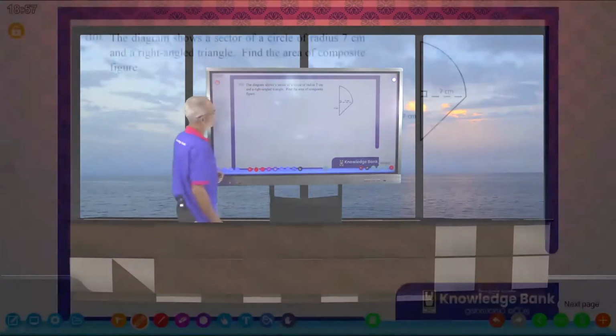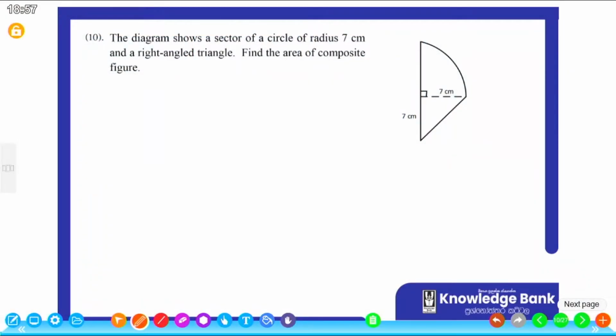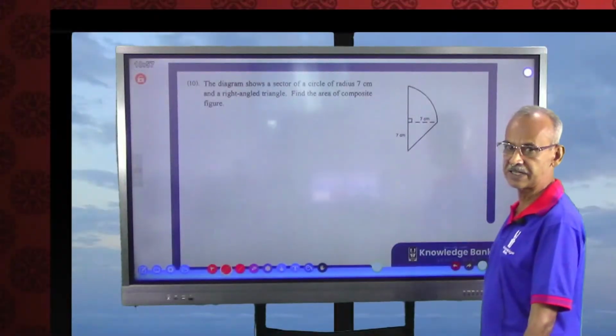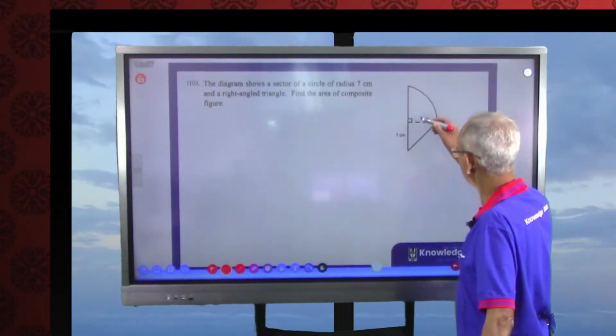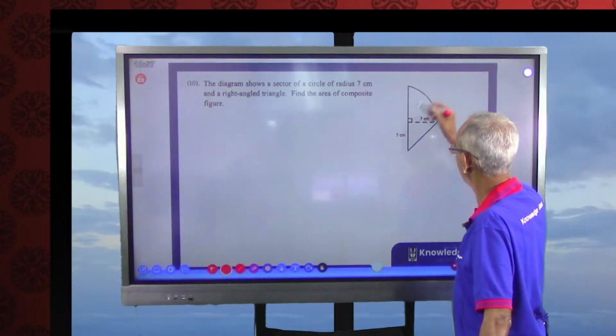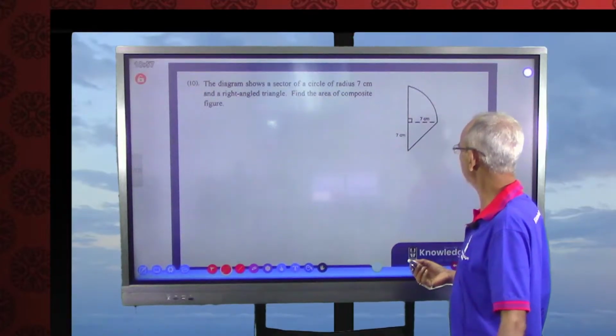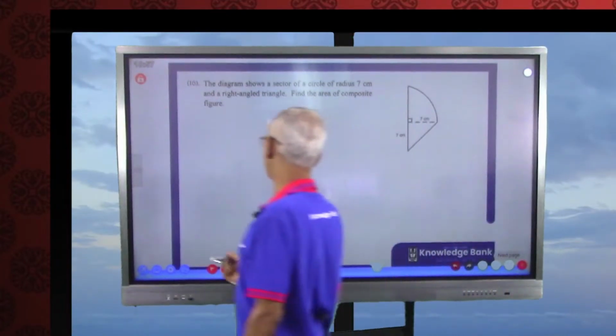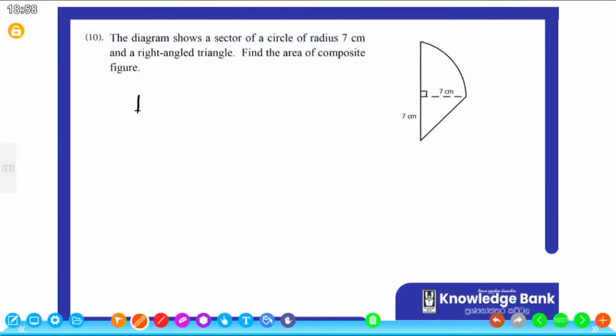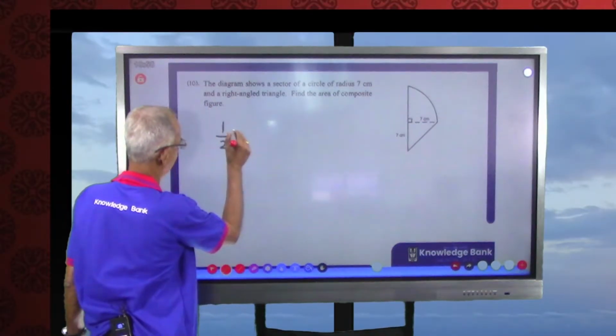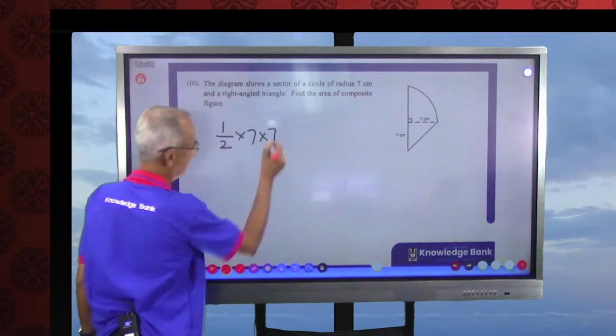The diagram shows a sector of a circle of radius 7 centimeters and a right angle triangle. Find the area of the composite figure. Area of the composite figure means you have to find the area of the triangle and the sector. First, I will find the area of the triangle. Area of the triangle is half into base into height. Here the base is 7 and the height is 7, so half into 7 into 7. That's the area of the triangle.